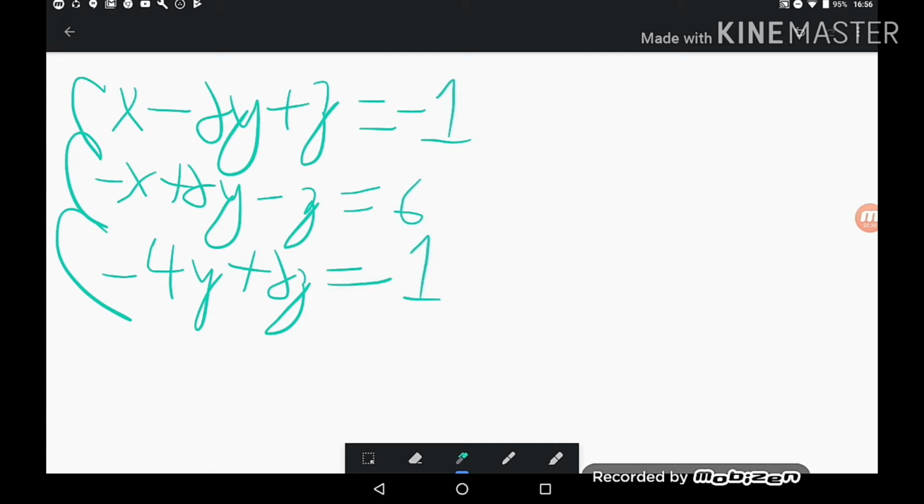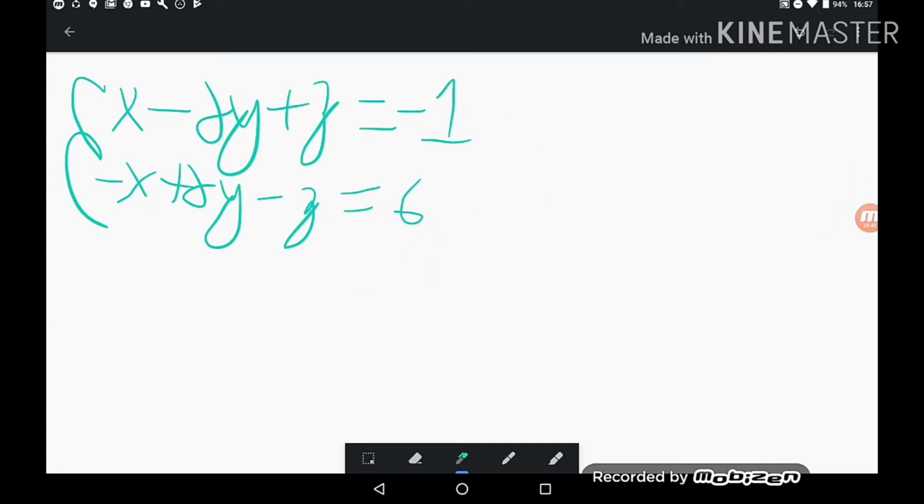Yeah, that you will not see very often, because technically when you're dealing with solving a system of equations in 3 variables, you have to pick 2 equations to do first, solve those terms, and bring the third one in later. So in this case, I'm going to start with these two and bring in negative 4y plus z equals 1 for later.